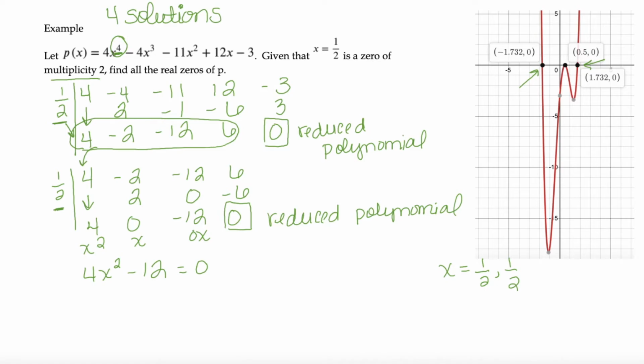I could add 12 to both sides, so 4x squared is equal to 12. X squared is equal to 3. And when I take the square root of both sides, x is equal to plus or minus the square root of 3 in its exact value. Therefore, my other 2 solutions are the positive square root of 3 and negative square root of 3, where if I were to plop them into my calculator, I would find -1.732 and positive 1.732, which match. We have found all 4 solutions.